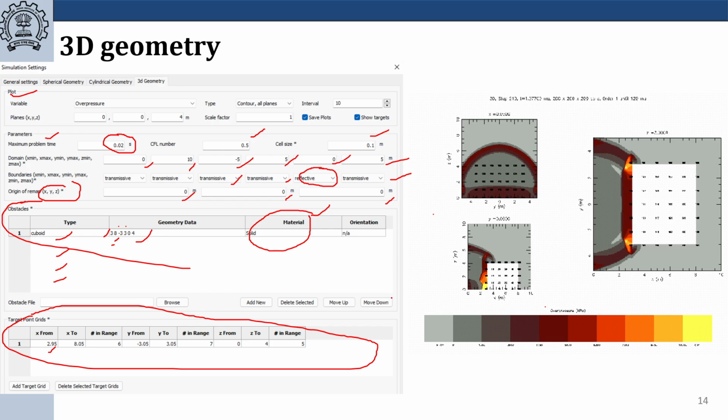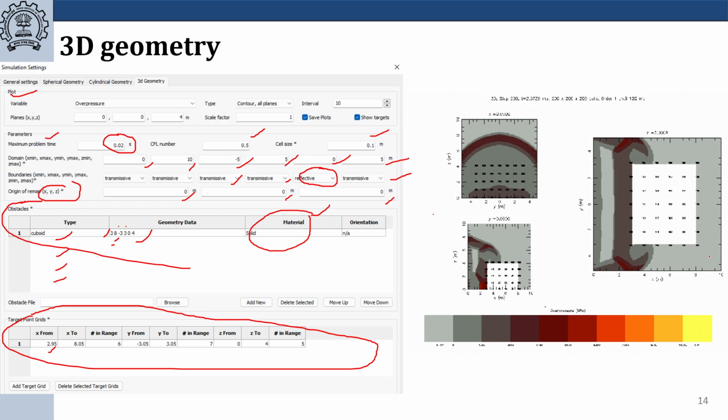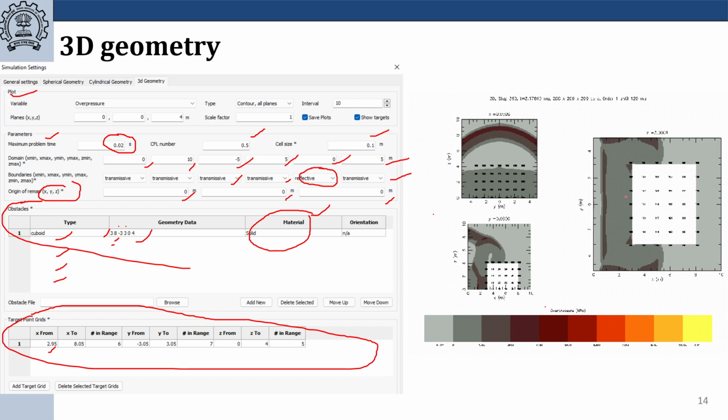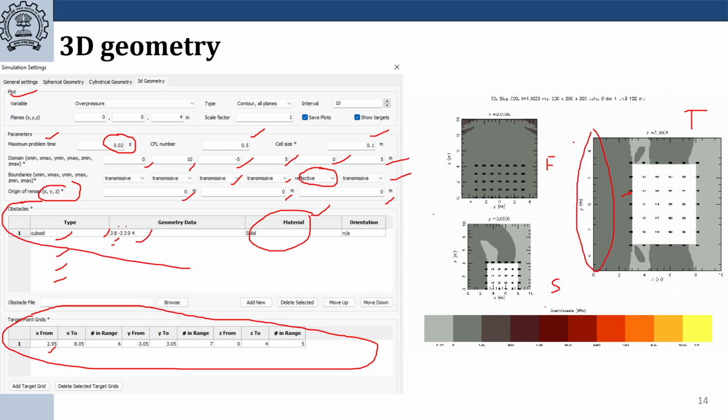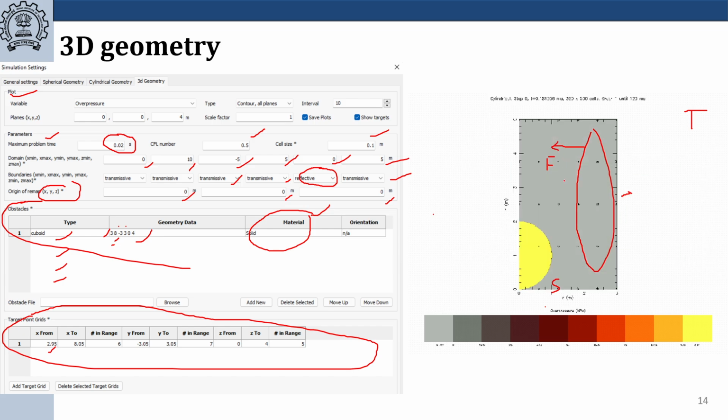When I solve the problem, I will explain again. I think it just started the simulation. You can see from the top view how the shock is propagating on the sides and on the front of the structure. This is the side view, this is the top view, and this is the front view of the structure. Since I am observing at the 0, 0 plane, I cannot see the structure.